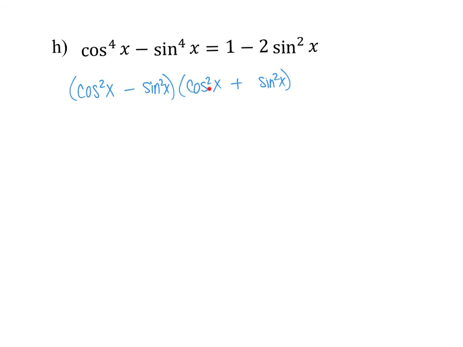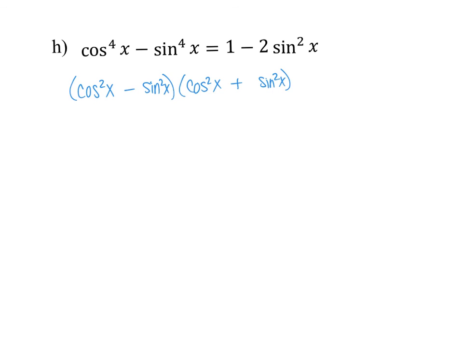So cosine squared times cosine squared gives me cosine to the 4th power, and sine squared times sine squared is sine to the 4th power. This one's a negative and this one's a positive, so when I multiply, I should get a negative. So this works. Notice that the middle terms, sine squared times cosine squared, is a negative. If I multiply the outer, that's cosine squared times sine squared, so they would cancel the middle term. So I've factored this out, and this is still the same thing, just factored.